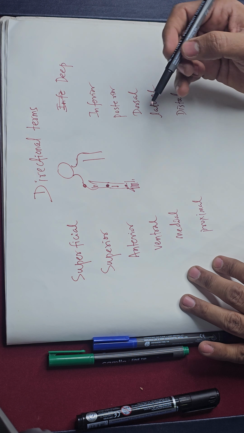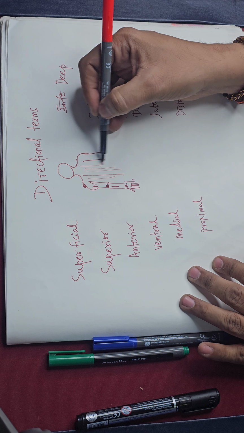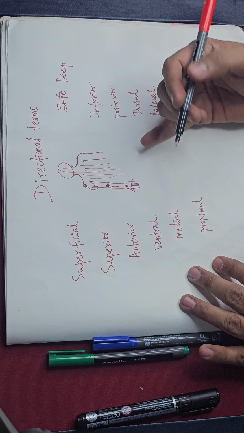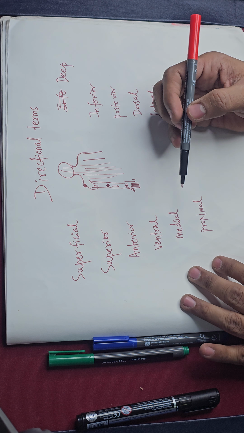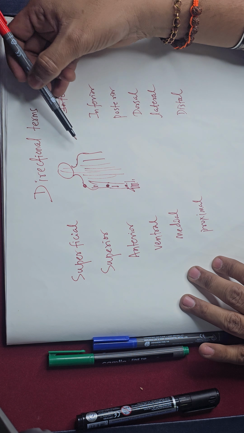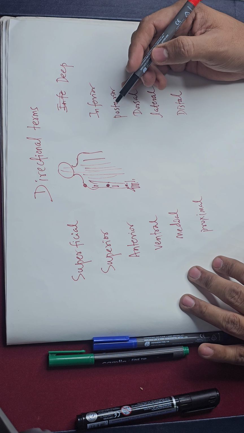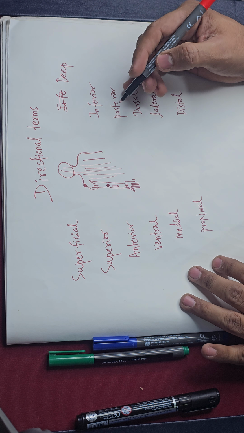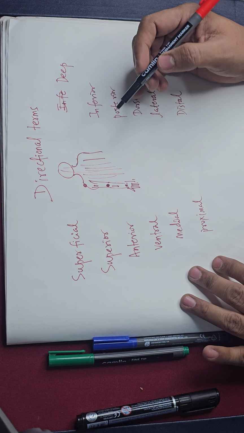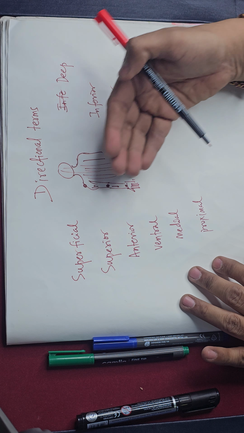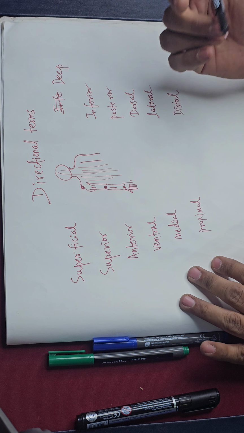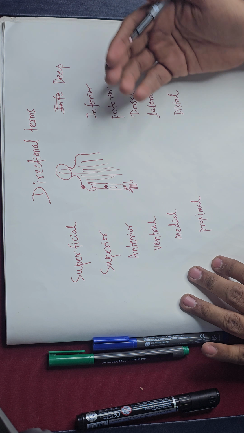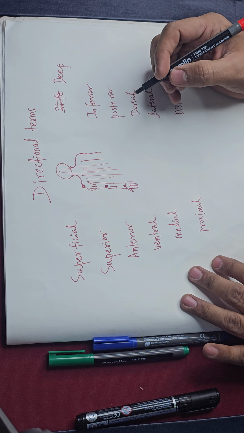Anterior means towards the front of the body. So this front of the body description you can call anterior. Posterior means towards the back of the body. Ventral is sometimes used to describe the anterior portion. Dorsal is sometimes used to describe the posterior part of the body.